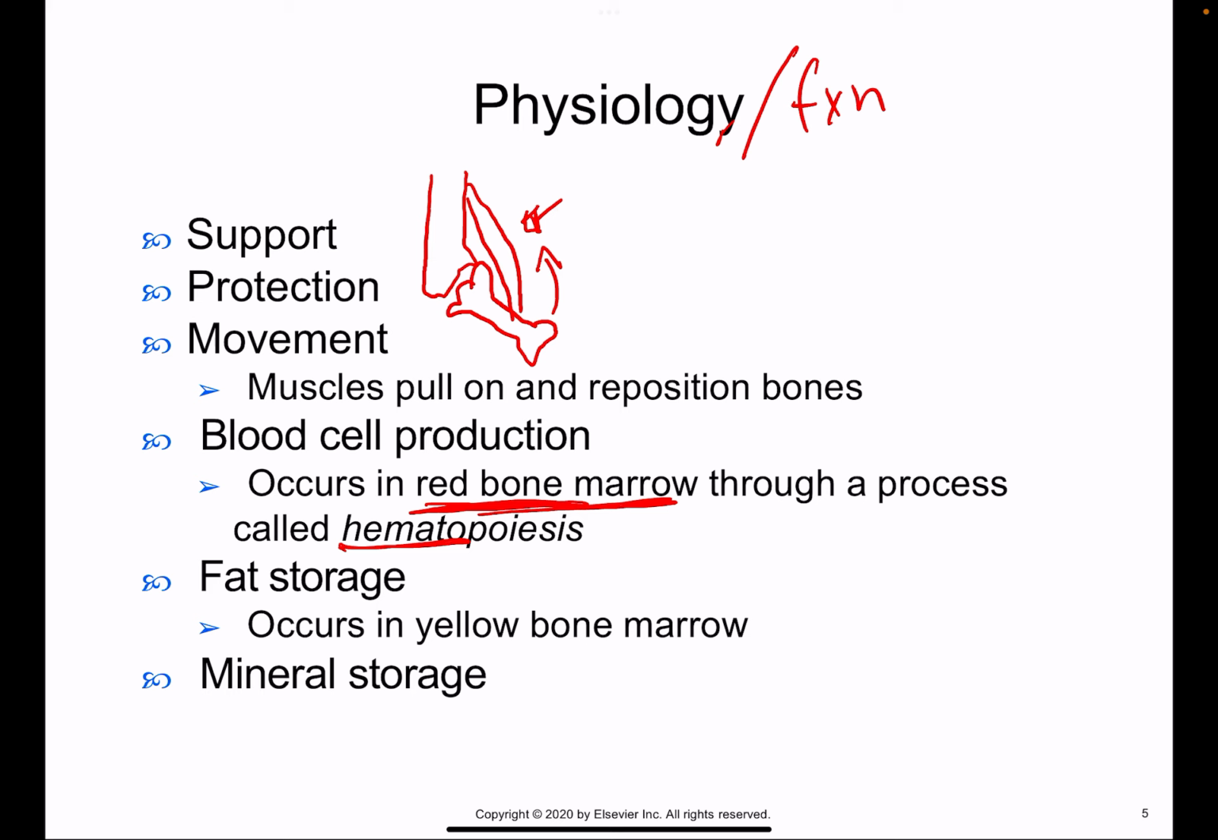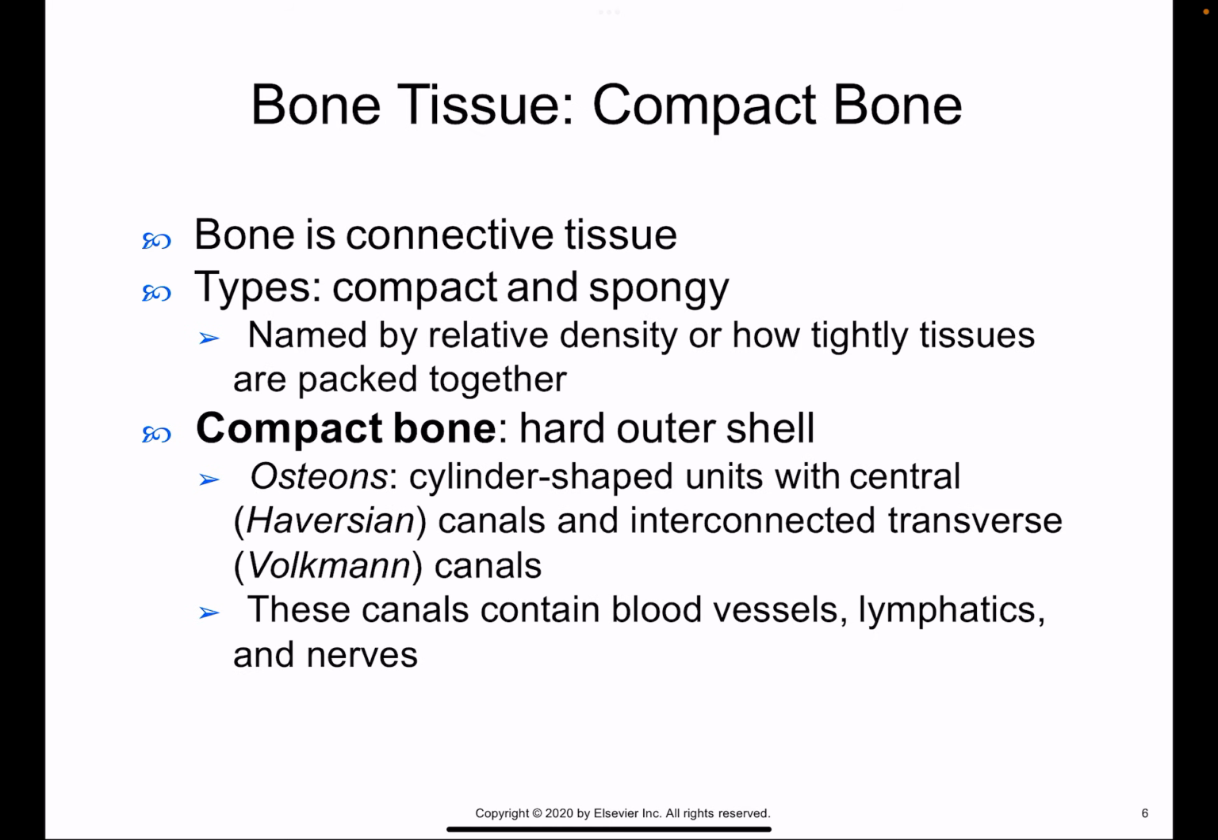Now, fat storage, of course, also happens in bone. That's why we have yellow bone marrow. So you're going to see a picture later on of red bone marrow and yellow bone marrow and their functions in the bones itself, as well as another nice function, which is mineral storage.